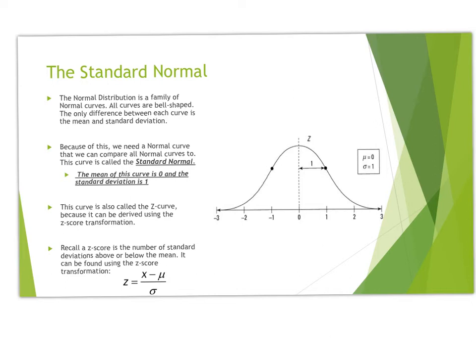But it's based off of the z-score transformation. And recall that the z-score is the number of standard deviations above or below the mean. We can find it by using this. This is called standardizing. When you standardize a variable, it means you use the z-score formula to bring it back to a curve that has a mean, a mu, of 0, and a standard deviation of 1.